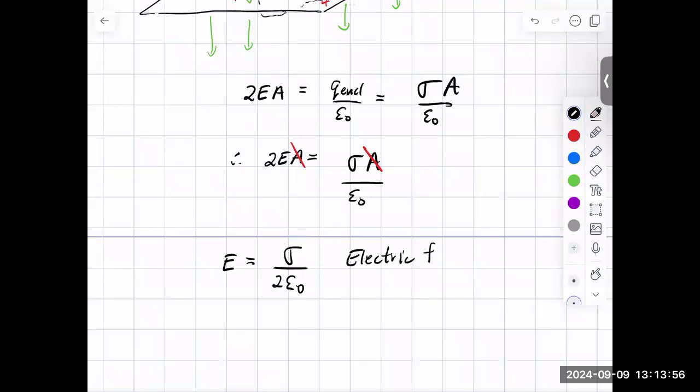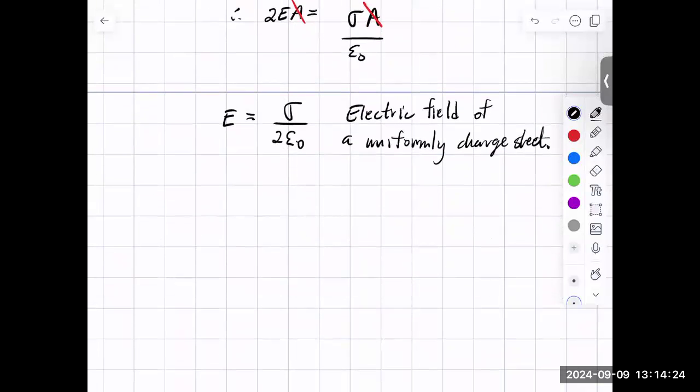of a uniformly charged sheet. Okay. What I want to do is go back and use the definition of capacitance, Q over delta V. I have the electric field, so I could calculate delta V. But there's one subtle difference.